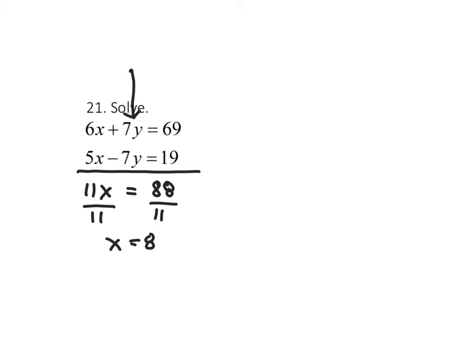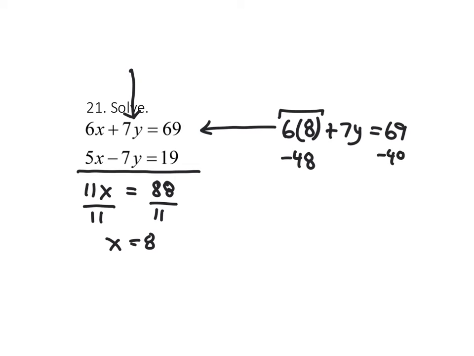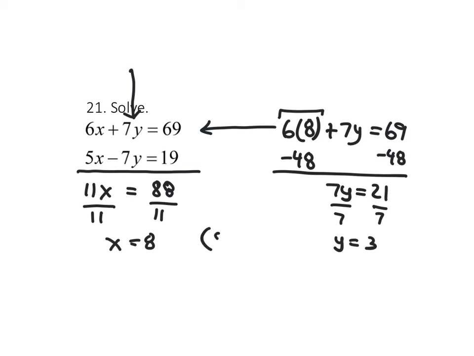8. Now I can come back to either equation. I'm going to use the first equation because the coefficients are both positive, but it doesn't matter. 6 times the value of x, which is 8, plus 7y equals 69. 6 times 8 is 48, so I'm going to subtract 48 from both sides, and I get 7y equals 21. Divide through by 7, and I find that y is equal to 3. So my solution is the ordered pair 8, 3.